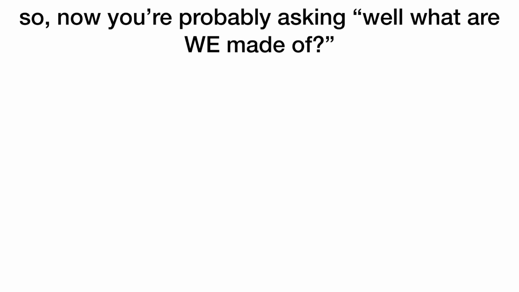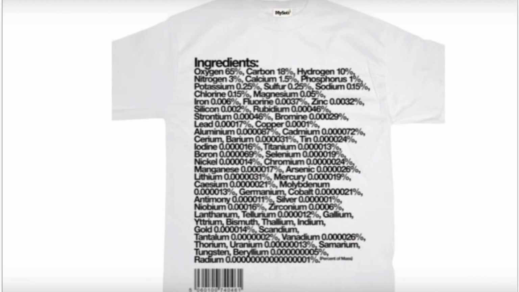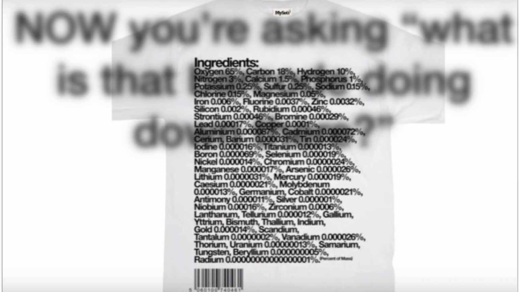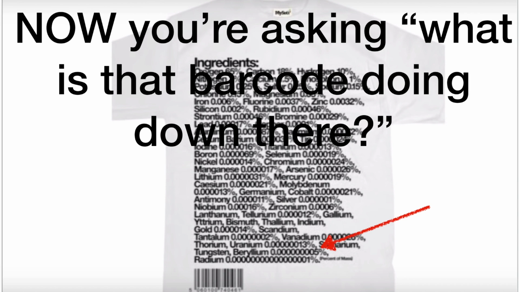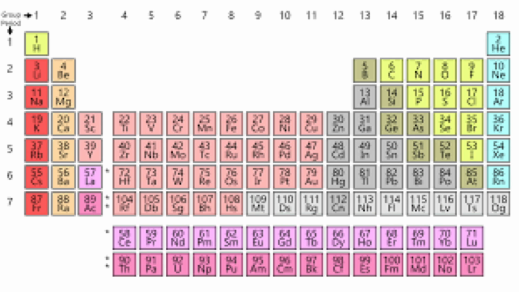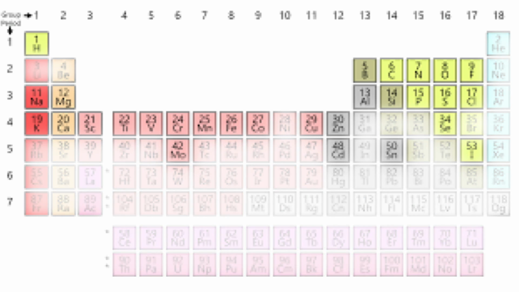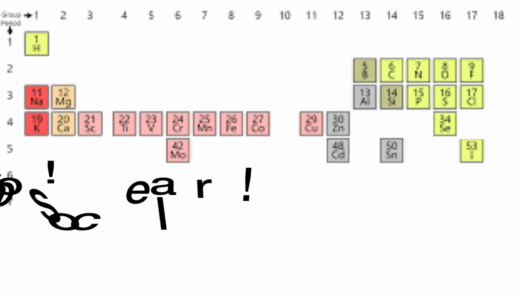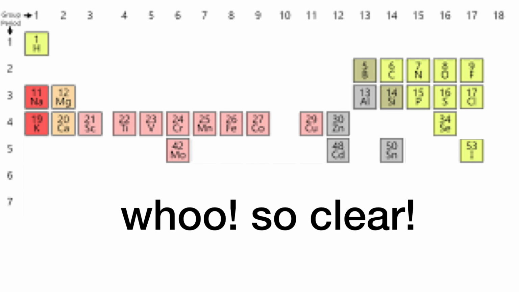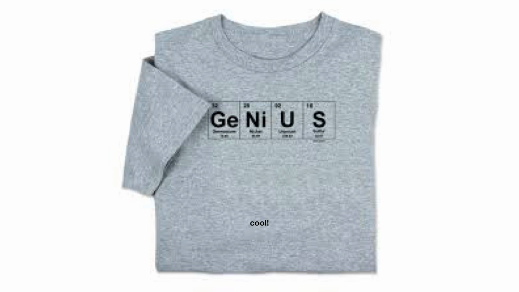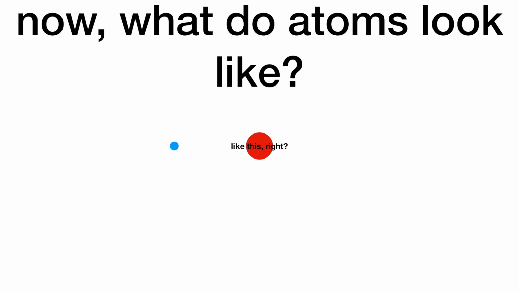So now you're probably asking, well, what are we made of? Turns out there's actually a shirt for that. Awesome, right? Now you're probably asking, what is that barcode doing down there? Strange. Anyway, so from here, let me just get rid of all the elements that are not in the human body. Ta-da! So clear. And now you can understand funny t-shirts like this. Genius! Cool.